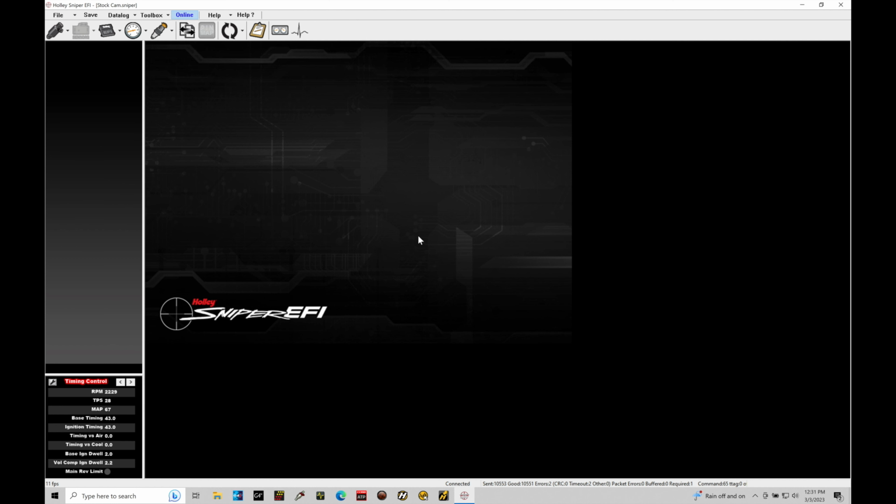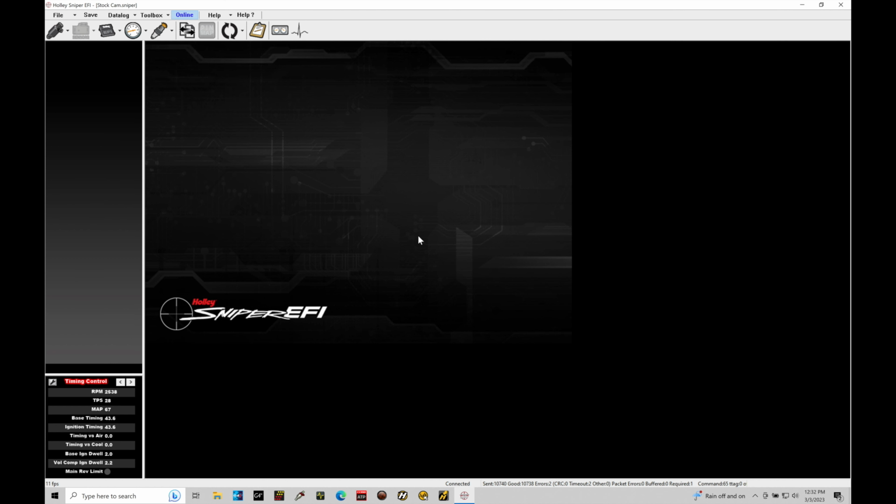Let's jump in and take a look at our main spark timing table, and then we'll talk about our modifier tables, how to configure them, and then how they all fit together. We're going to do a quick demonstration here on the engine simulator so you can see how this actually works. It's very, very simple.